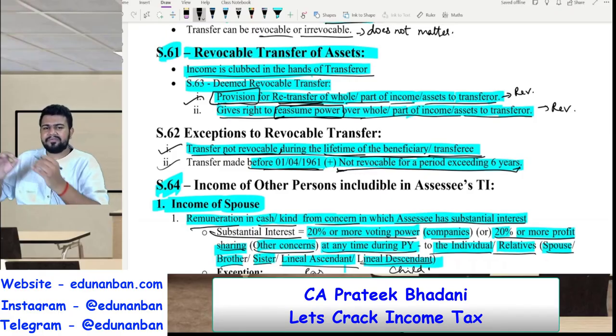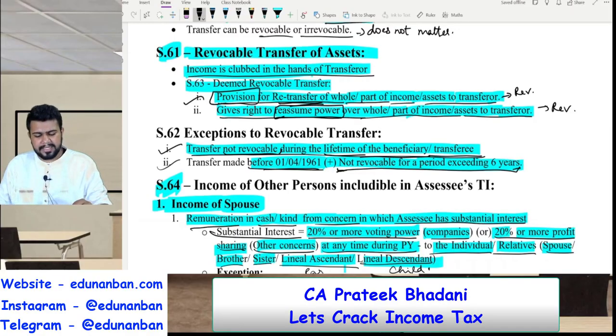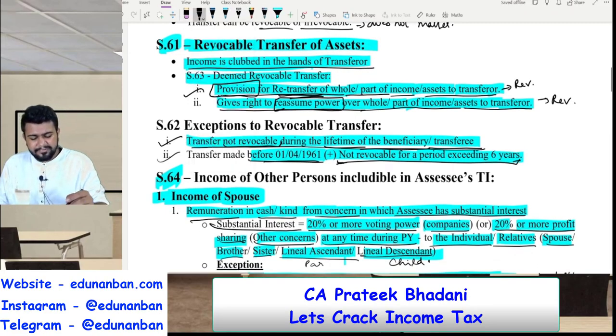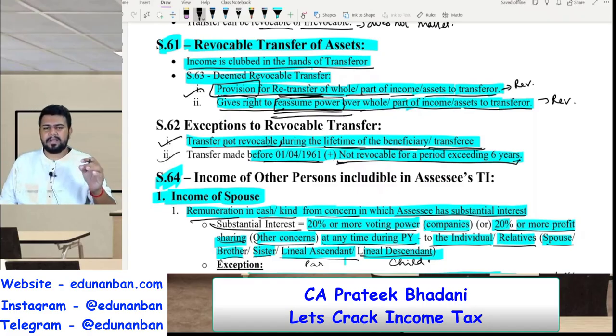Or I have transferred the asset and I have written in the contract itself that the income from that transfer or the asset will come to me. Then also it is called revocable transfer. Next, if there is a transfer which gives the transferor the power to reassume whole or part of the income or the asset, then also it is called revocable transfer. So if I am giving an asset to someone and telling them I have the power to come and take that asset back from you whenever I want, this is also an example of revocable transfer.